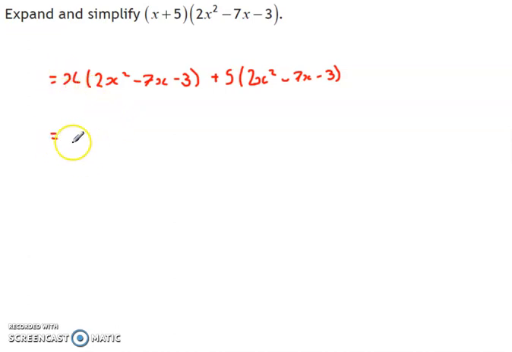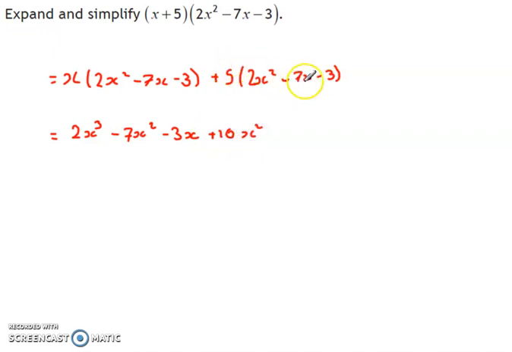So x times 2x squared gives me 2x cubed. So then take away 7x times x, which is 7x squared. So then minus 3 times the x, minus 3x. And then moving on to the second bracket now, I've then got plus 5 times 2x squared. So I've got plus 10x squared.